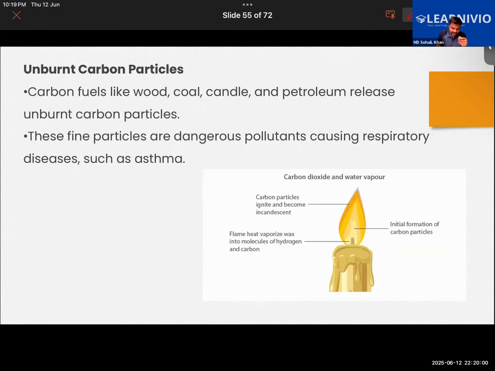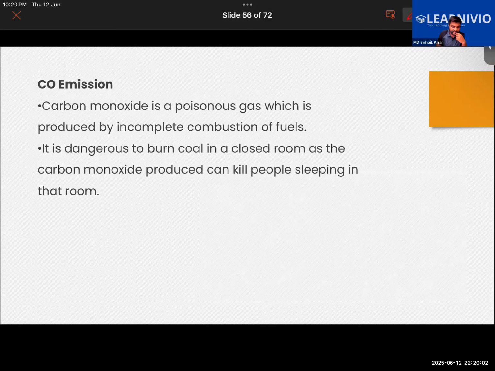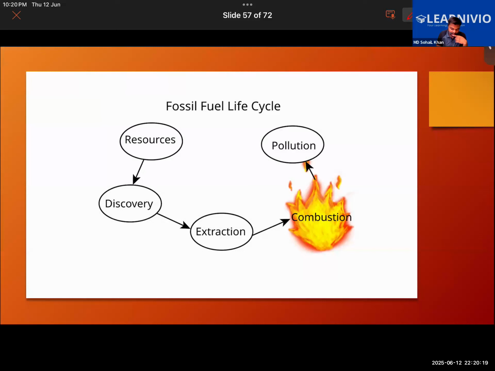So unburned carbon particles are very, very bad for respiratory health. Talking about carbon monoxide, it's a poisonous gas which is produced by incomplete combustion of fuels. When fuel is not burning in a sufficient supply of air, like it is dangerous to burn coal in a closed room, as the carbon monoxide produced can kill people sleeping in that room. We have already learned about these things.